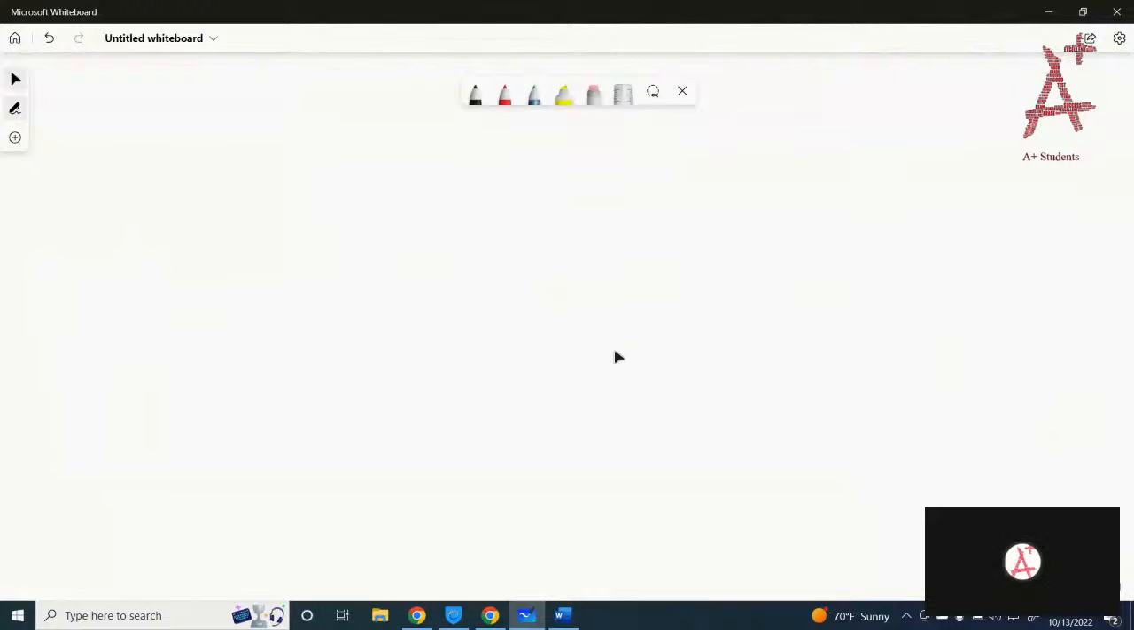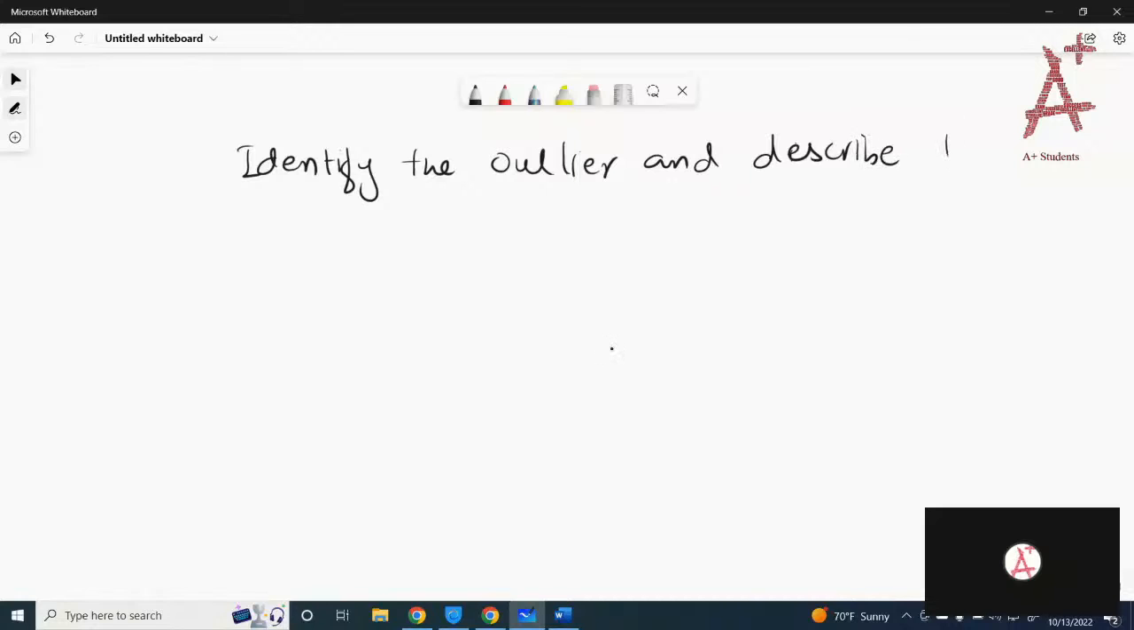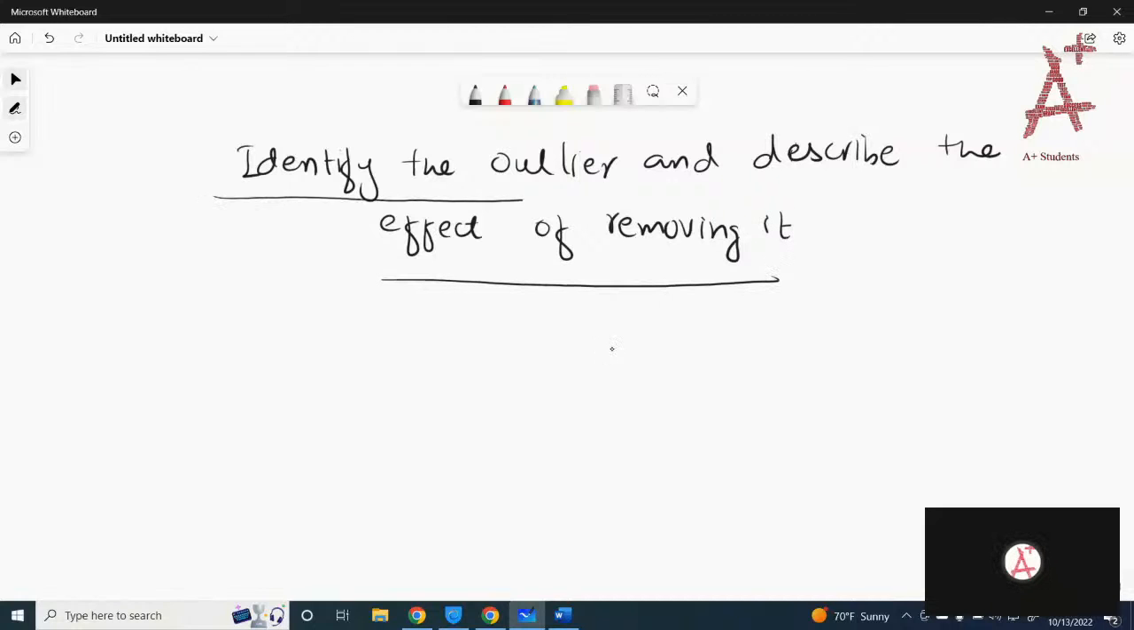Okay, let me write down the lesson name. Identify the outlier and describe the effect of removing it. Okay, let's start with an example.